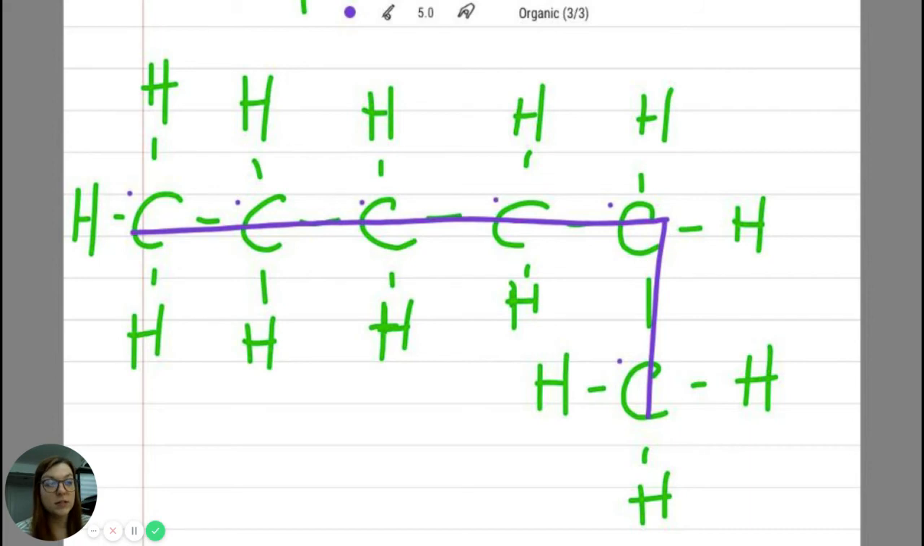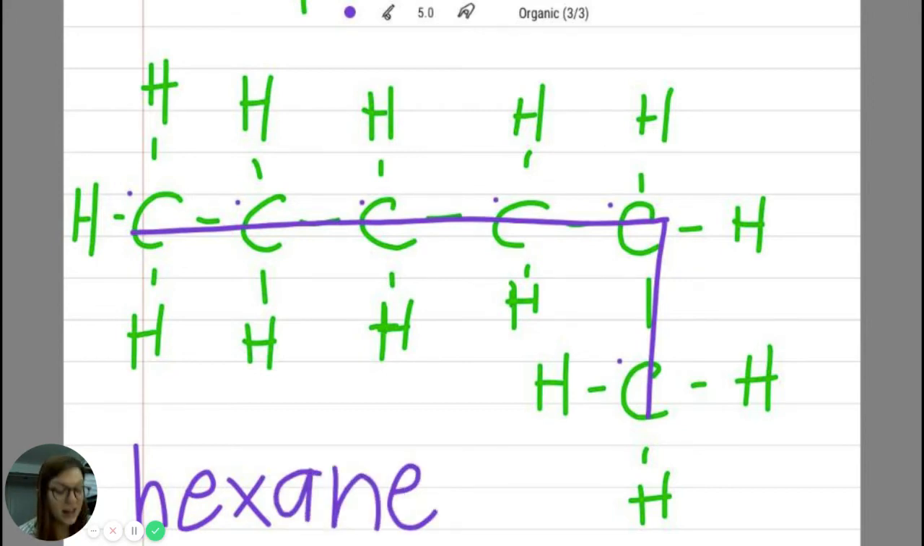If you look at the reference table, there is a prefix for 6 carbons, and that is hex. Hex tells you there are 6 carbons. Now I need to look at my bonds. If I look at my bonds, this tells me that I have all single bonds. All single bonds means this would be hexane. I have all single bonds, 6 carbons attached.